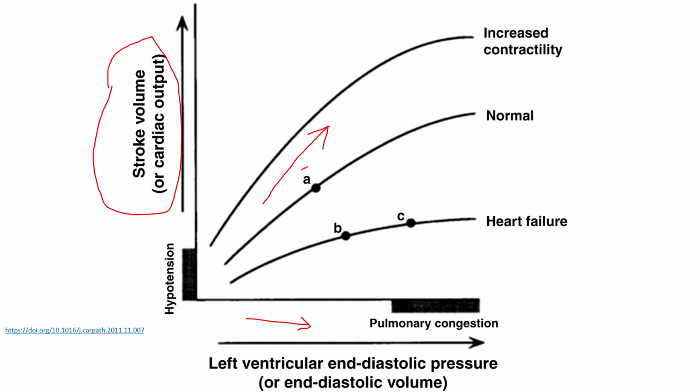Take point A, for example, on the curve, which represents a healthy patient with a normal heart. But remember that there is a limit to this increase in cardiac output. With increasing amounts of preload, the resultant increase in cardiac output is reduced as the curve flattens out.